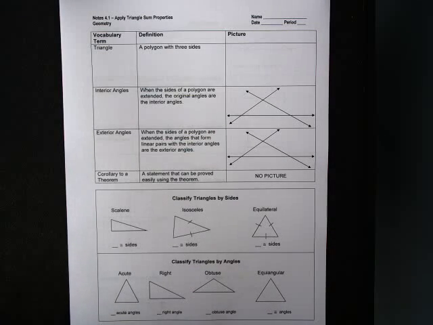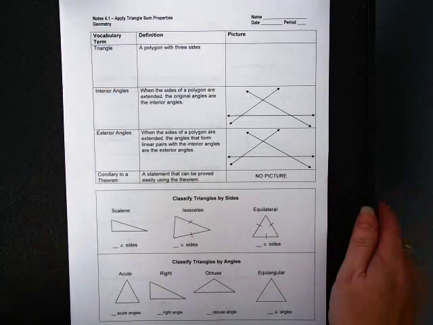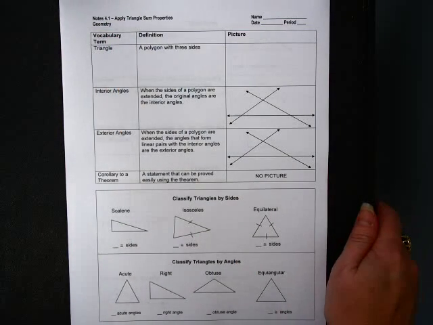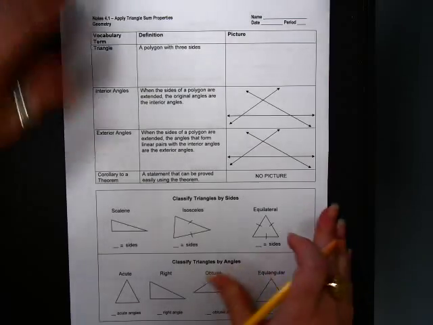Okay, students, today our learning objective is to apply triangle sum properties. But before we do that, we're going to have to go over some review topics. First of all, let's start with triangle. How do we define a triangle?